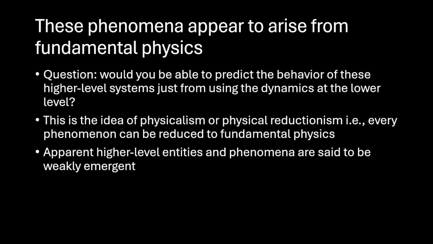So no matter how complicated something like language appears to be, you should be able to understand language in its entirety just by referring to fundamental physics and the dynamics taking place at that lowest level of reality, according to this idea. Now, apparent higher level entities and phenomena are said to be weakly emergent. By weak emergence, we mean that these phenomena appear novel, but in principle, you should be able to just figure out how these systems will behave just by looking at the fundamental particles, and that's sufficient. So the information regarding the particles is sufficient. So what do I mean by that?